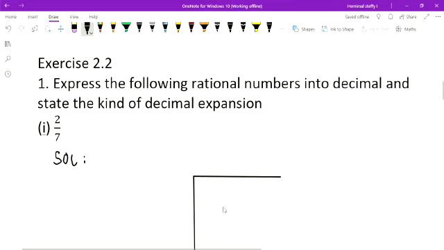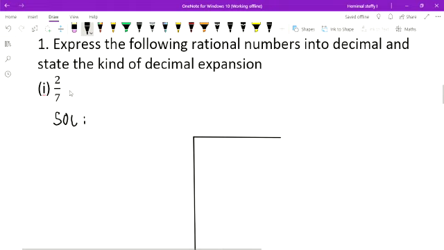2 by 7. So, I am going to divide the two numbers. How? I write the 2 here and 7 here. So, we cannot divide 2 by 7. So, I put the decimal point here. So, how many times? So put the 0 here. We have the point. You put the point.